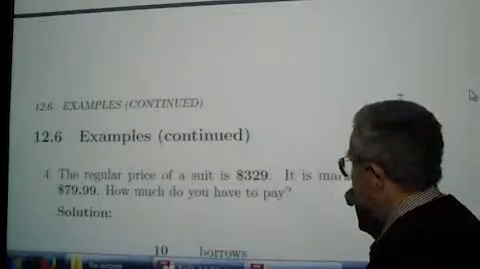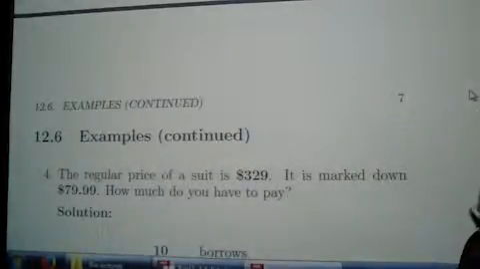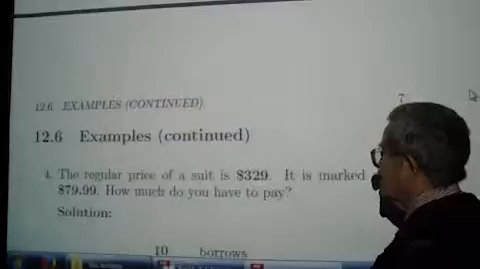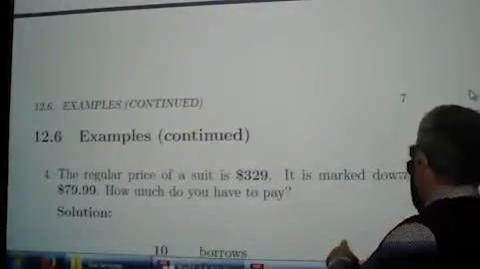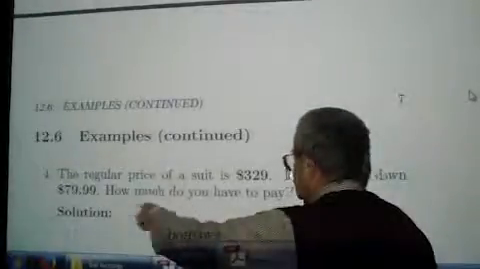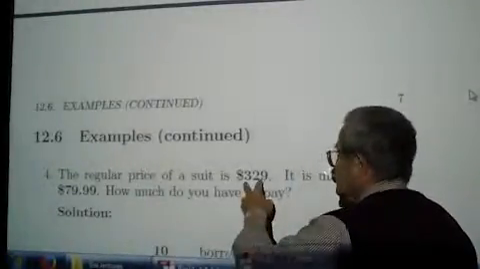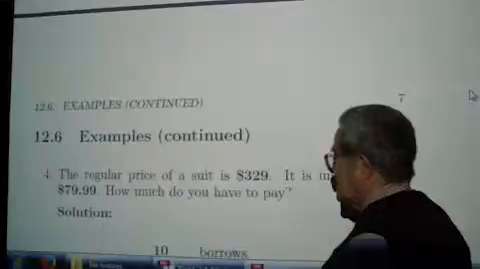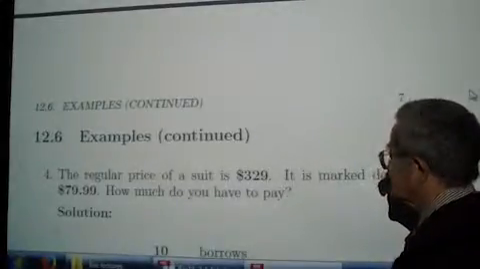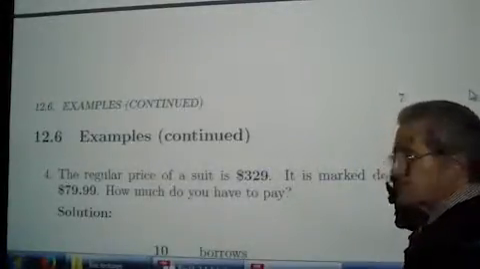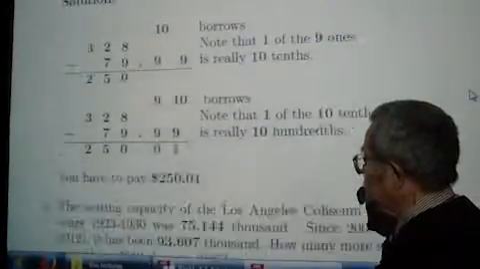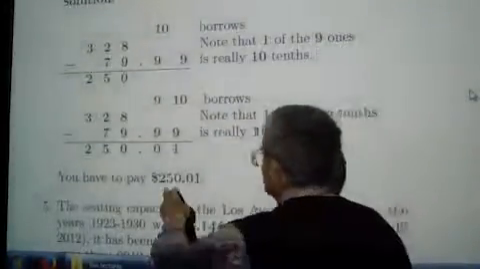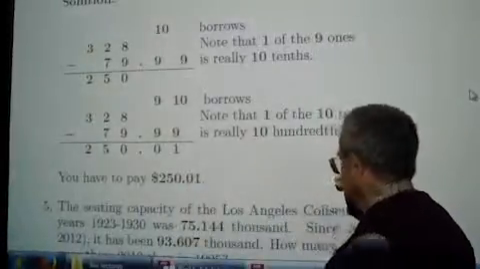We want more examples. Ooh, I'm running a little bit short of time, I'm afraid. The regular price of a suit is $329. It is marked down by that much. How much money do you have to pay? $329 minus $79.99. And if I've done it correctly, that should be $250.01.